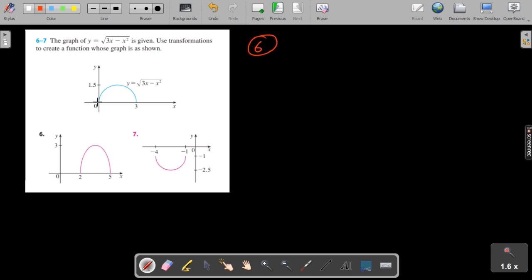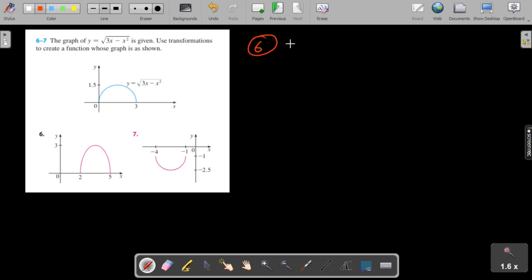Alright, so this here has a space of, it's from 0 to 3, that's a space of 3. Let's look at here, from 2 to 5, that's also a space of 3. So that has not been tampered with. But let's look at the peak. This peak is at 1.5 and this peak is at 3. So that has actually been stretched by 2 to have that peak. Then to move from a starting point of 0 to a starting point of 2, it has been shifted to the right by 2. So these are the transformations which happened from the original to 6.